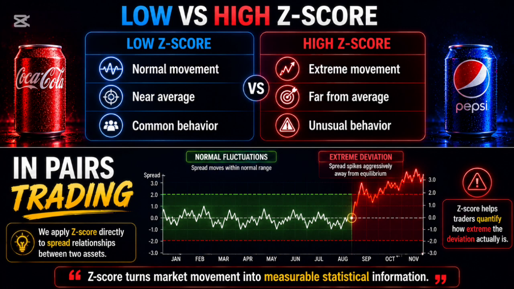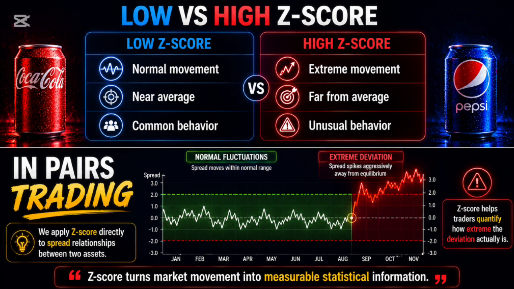So a low z-score means that the spread is still behaving relatively normal. So when we get a value like, let's say, plus 4, plus 5 z-score, what does it mean? It means that the spread has moved unusually far away from the normal behavior, and the higher the z-score becomes, the more statistically unusual the movement starts looking.